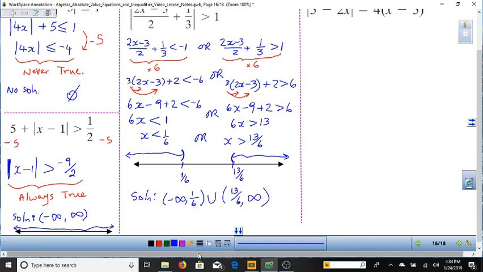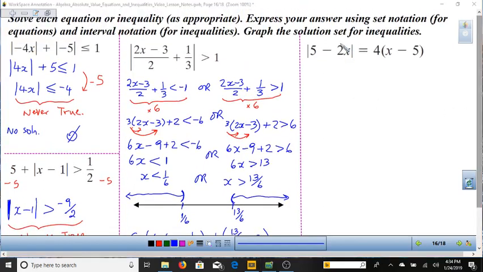Let's move on to the next example. This one looks a little bit tricky because you have a variable inside and outside the absolute value, but that's fine. We'll just approach it the same way. We're saying the absolute value of a number is the same as 4 times x minus 5. That means either the stuff inside the absolute value is equal to 4 times x minus 5, or that number inside the absolute value is the negative of 4 times x minus 5.